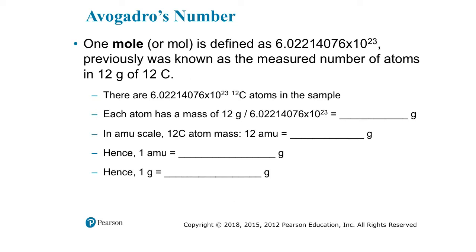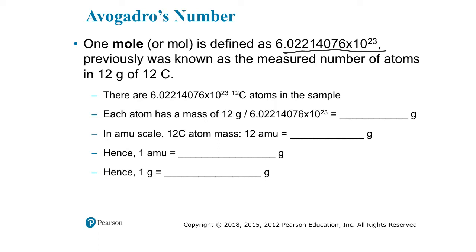Okay, so Avogadro's number simply defines a mole to be 6.02214076 times 10 to the 23 objects. So a mole of anything is just this number. It's a huge number of that thing. So if we're talking atoms, a mole of carbon atoms would be 6.02214076 times 10 to the 23 carbon atoms. Now this is the definition of the mole. So the mole is just defined as being this quantity.